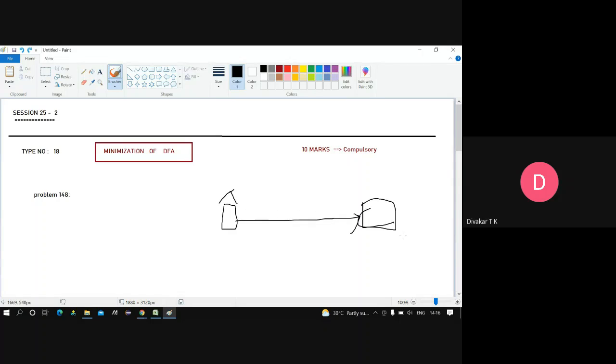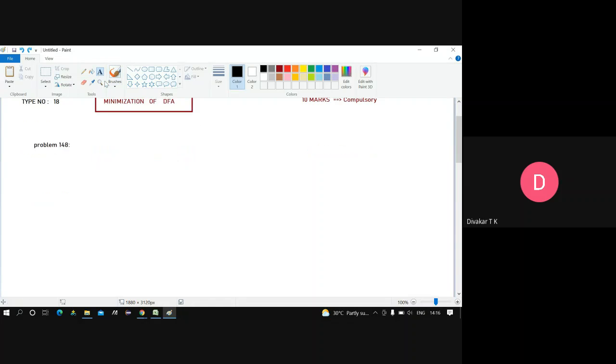So minimizing first. Now, without wasting our time, we'll move on. Here they will give a problem. In the problem they will give a transition table. This is a given problem. I'll write that problem. They will give the transition table.